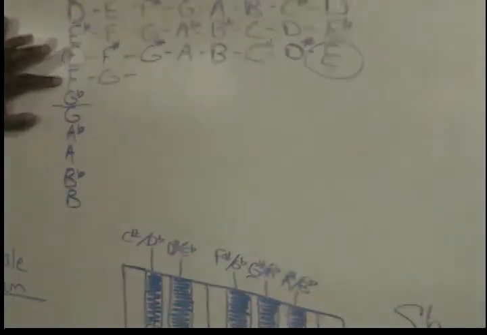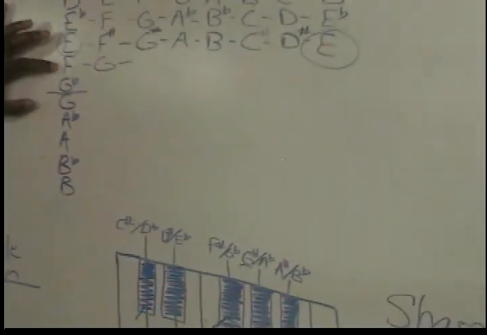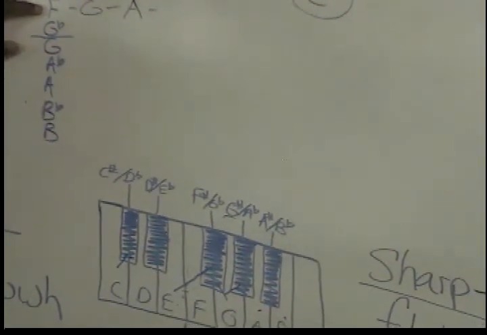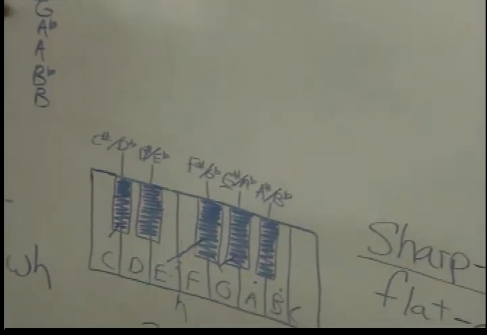Okay. From G, we need what? Whole step. Okay. And that will take us to what? A. All right. From A, we need a what? Half step. And that note is what? A sharp. Come on. You said half, right? Need a half step. From A, that would be A sharp.